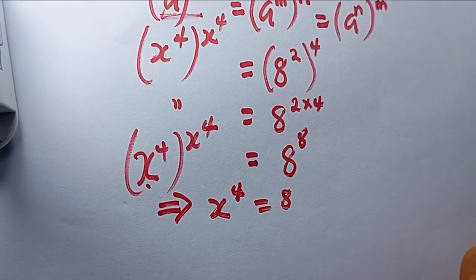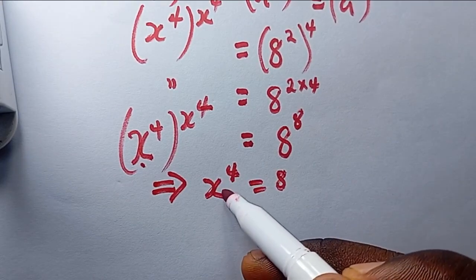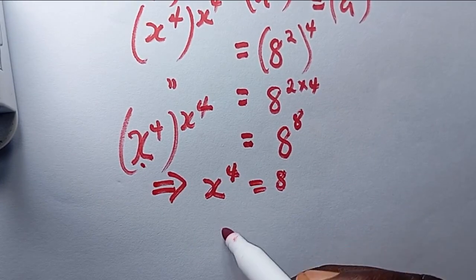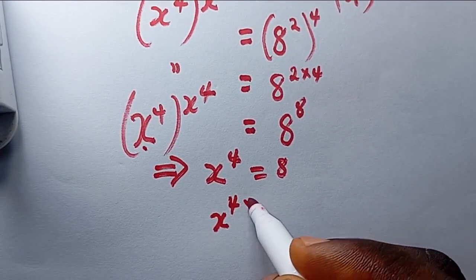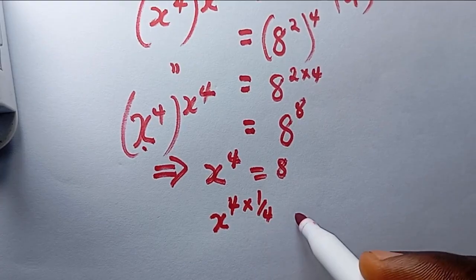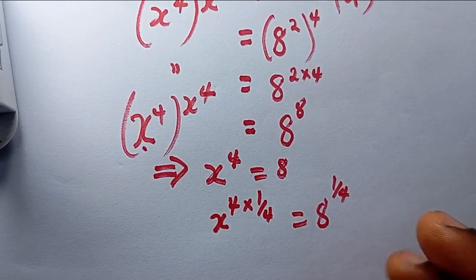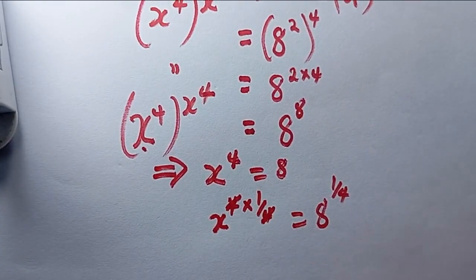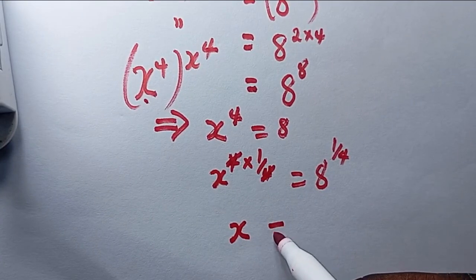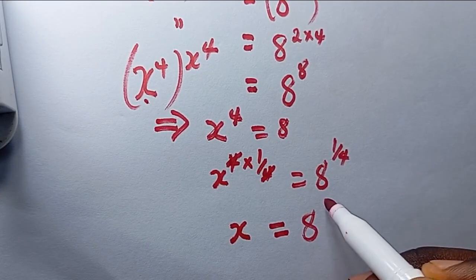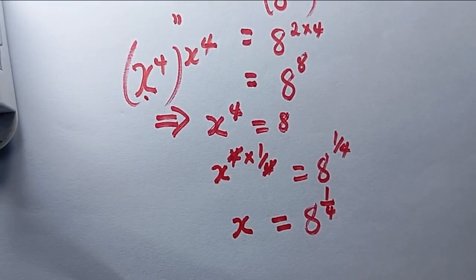Okay, so if x power 4 is equal to 8, it now suffices for us to find the value of x. And it's just very simple to do that, because we can just raise both sides to power 1 over 4. Okay, so I will also do the same here, 8 power 1 over 4, and then this 4 can actually cancel this 4, and then what we have is x equal to 8 power 1 over 4. Okay, so this is what we're going to be having.